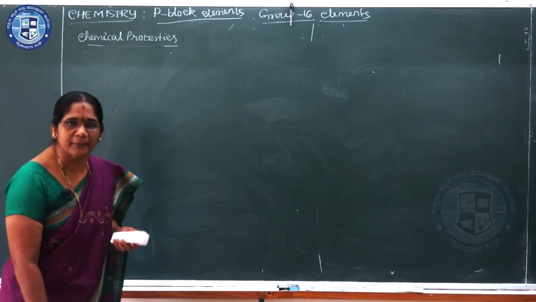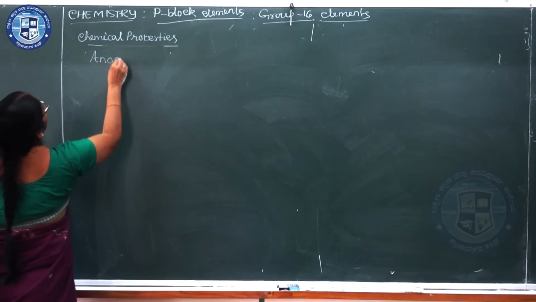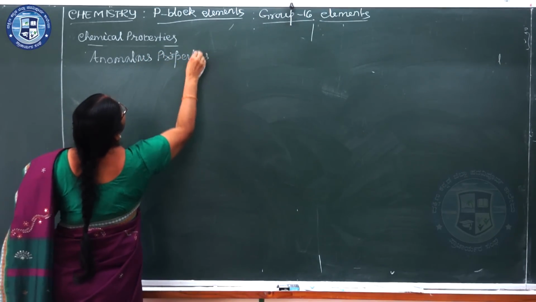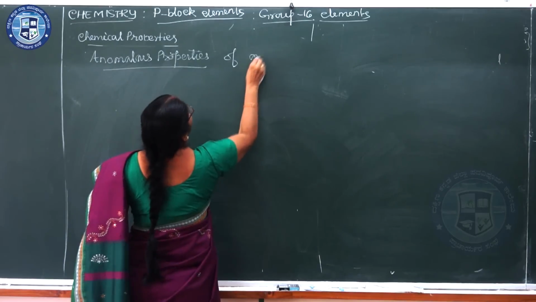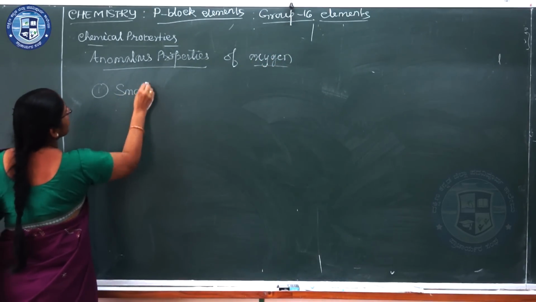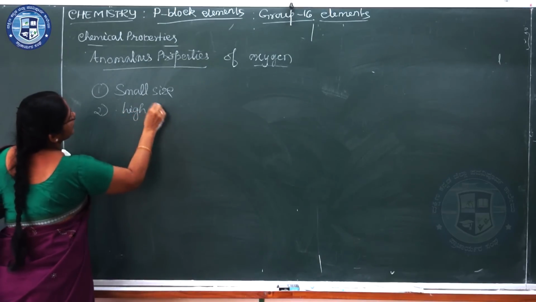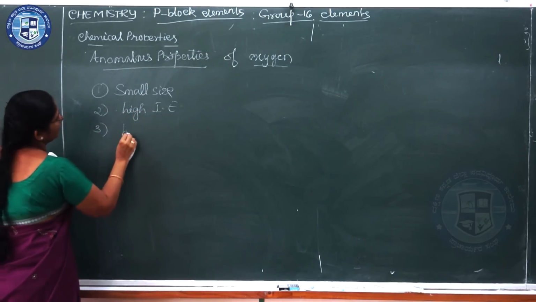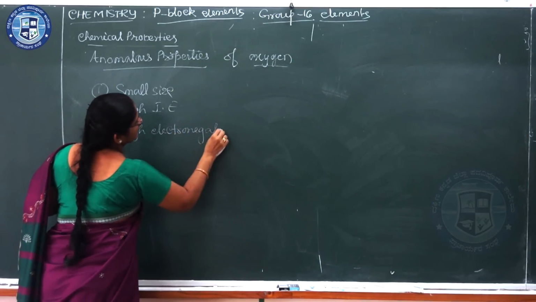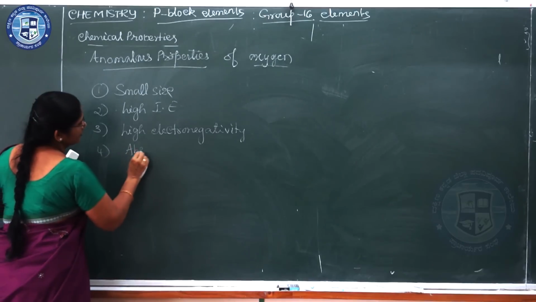Nitrogen also, I have explained many differentiating properties from the other elements, anomalous properties. Once again, do you know the reasons for the anomaly exhibited by oxygen? The reasons are: one, small size, and then high ionization enthalpy, due to which they have very high electronegativity. And do you remember the fourth one? Yes, it is the absence of d orbitals.